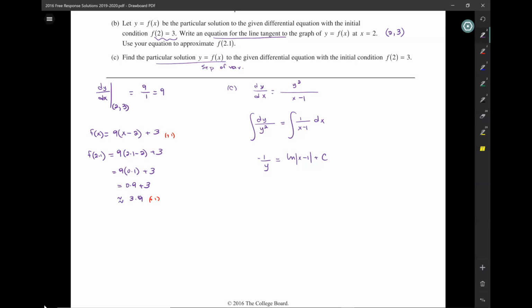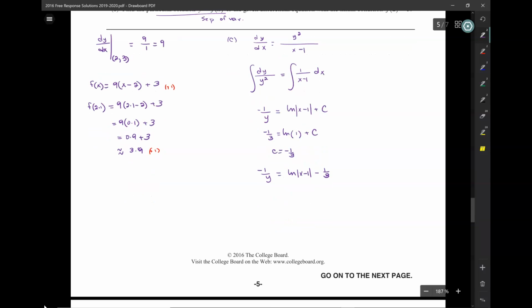When x is 2, y is 3, negative 1 over 3 is ln of 1 plus c. ln of 1 is still 0, so c is negative 1/3. So I get negative 1 over y is equal to ln of x minus 1 minus 1/3. And here you need to solve for y. You will not get full points for this.